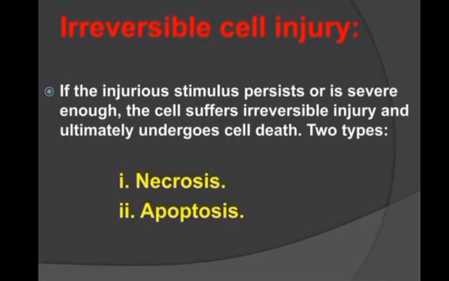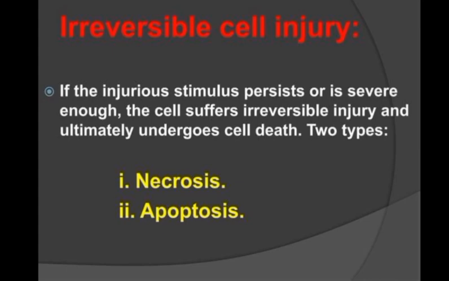In this video, we are going to see what is meant by irreversible cell injury. First of all, what is meant by cell injury? Cell injury occurs when cells are exposed to harmful stimuli, which disturb their normal structure and function.